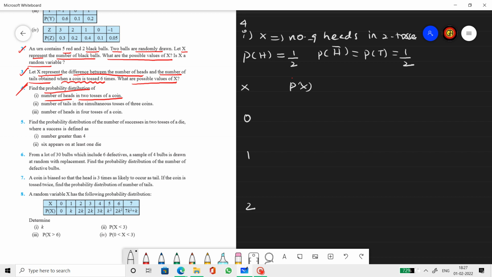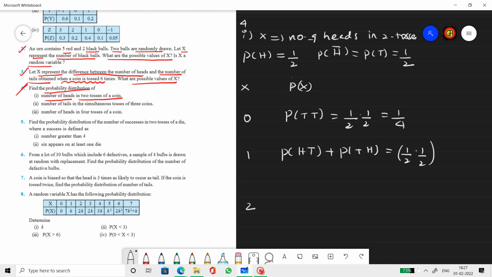So P of X here. When X is 0, X indicates the number of heads, and X equals 0 means no heads. So both are tails here. So that is 1 by 2 into 1 by 2, which is 1 by 4. Next one, X is 1, one is head and the other is tail, plus tail head. So which is 1 by 2 into 1 by 2, 2 times. So that is 2 by 4. Don't simplify, keep it as it is because we need to add it to 1. Now when X is 2, both are heads here. So which is 1 by 2 into 1 by 2, which is 1 by 4. Now check whether it adds up to 1. It is. 1 plus 2 plus 1 is 4. 4 by 4 is 1. So total probability is 1.